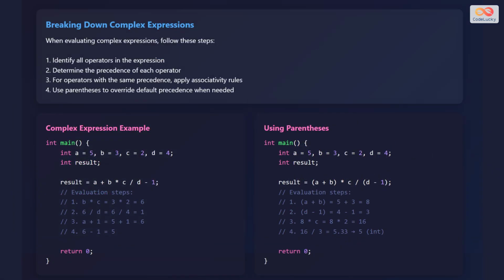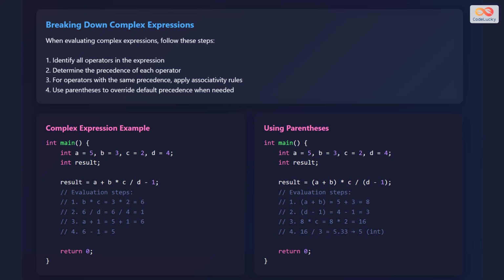Let's delve into complex expression evaluation. When faced with complex expressions, follow these steps to ensure accurate evaluation. First, identify all the operators present in the expression. Next, determine the precedence of each operator. For operators sharing the same precedence, apply associativity rules. And lastly, use parentheses to override default precedence when needed. Now let's walk through a complex expression example in the code.